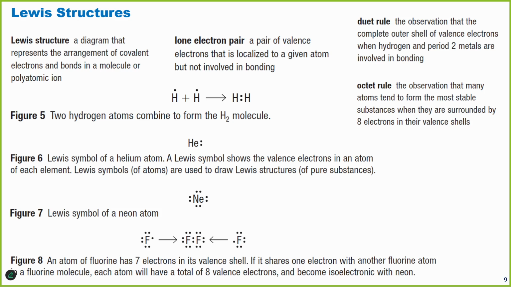In atoms of period 2 nonmetals, the valence shells consist of a single 2s and three 2p orbitals. Each orbital can hold at most 2 electrons, right? So 8 electrons fill the valence shell. For example, the fluorine F2 molecule has a total of 8 valence electrons surrounding each atom, which is shown here in figure 8. Each fluorine atom is now isoelectronic with neon.